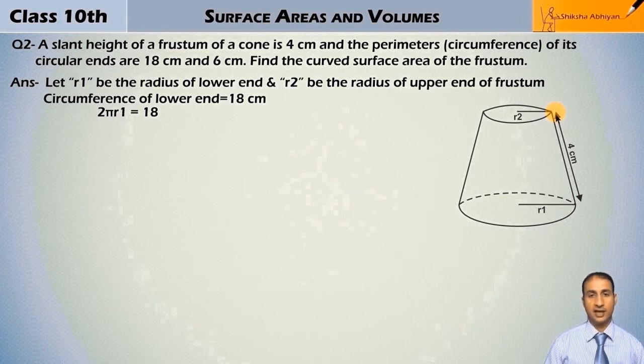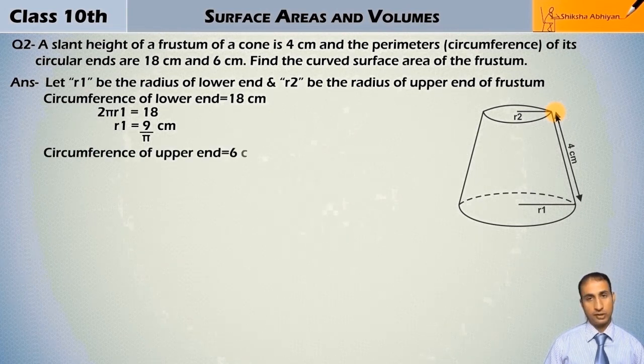So divide 18 by 2, we get 9. So R1 is equal to 9 upon pi centimeter. And circumference of upper end is equal to 6 centimeter. That is 2 pi R2 is equal to 6. So divide 6 by 2, we get 3. So R2 is equal to 3 by pi centimeter.